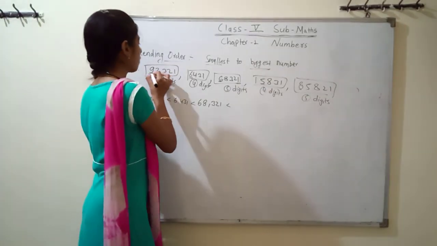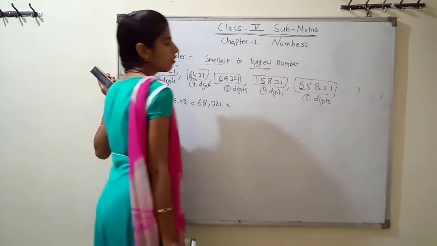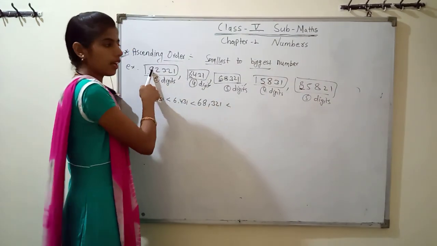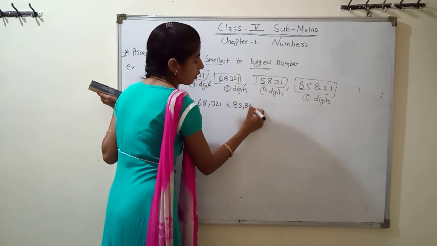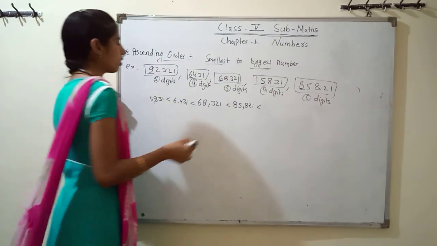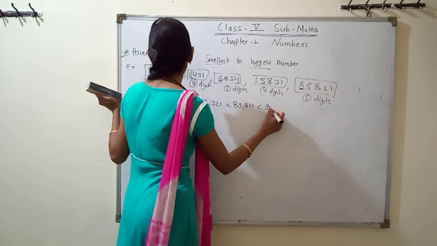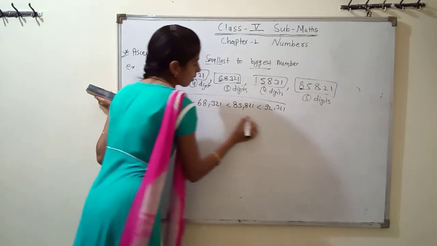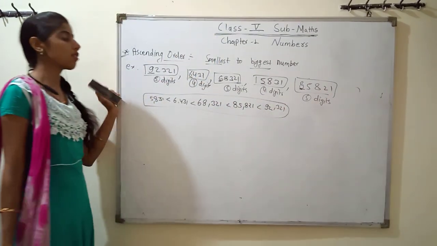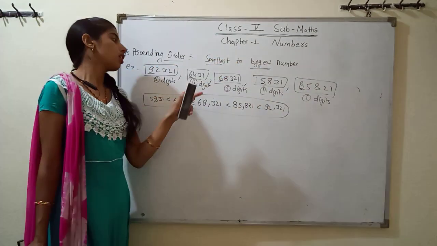Then next is here 9 and here 8. We know that 8 is smaller than 9. Then we can write 85,821, and your last number is 92,321. It is your conversion into ascending order. Simply, ascending means smallest to biggest.